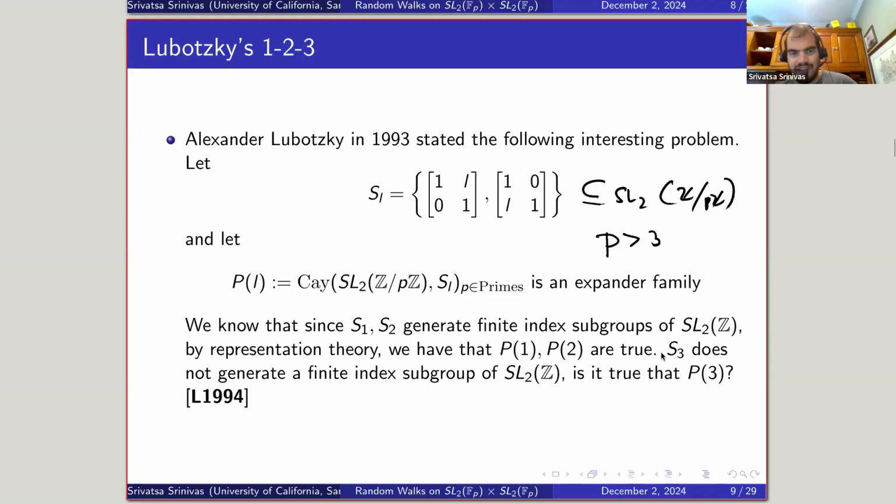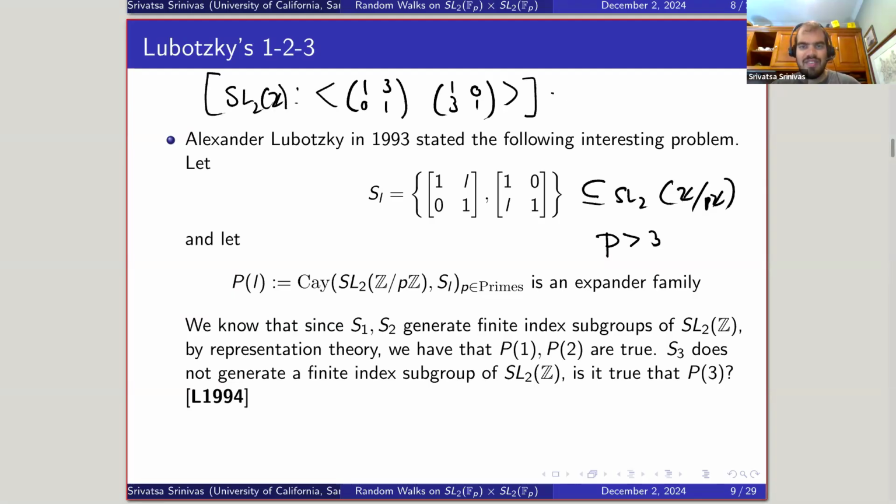Okay, but S3 does not generate a finite index subgroup of SL2Z. S3 is a thin group, and it's actually a fun thing to prove. Can you prove that (1, 3, 0, 1), (1, 1, 0, 3, 1), the group generated by this inside SL2Z is actually of infinite index? And it's really funny because there's a huge difference between 2 and 3. I never really thought that 2 and 3 were that different until I worked this problem out. All right.